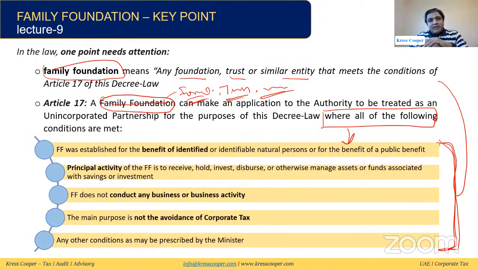If they are meeting all these five conditions, then they can apply to the FTA to be treated as unincorporated partnership. Again, we need to wait for the clarification. Hopefully, they will give some sort of clarification in the future.